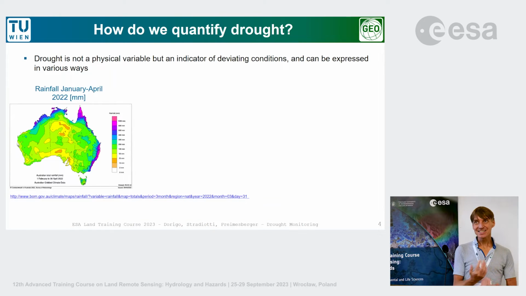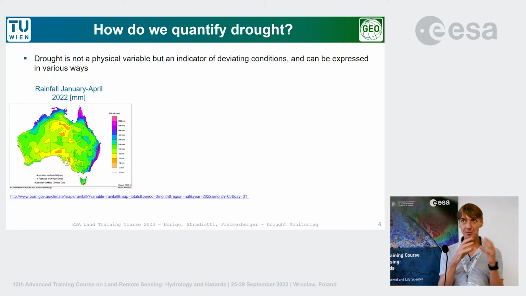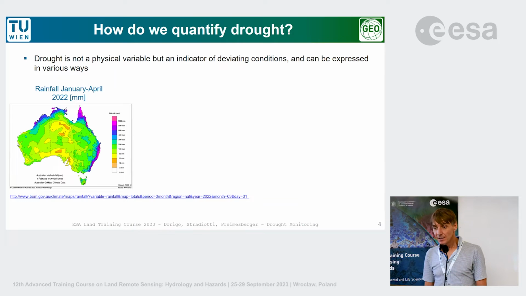So as you can already sense, there is no proper definition of drought because there are multiple facets of it. So there is not a metric like soil moisture where you can say, okay, there's cubic meter per cubic meter. For drought, it's much more difficult. It really depends on the scale you're looking at. So it can be expressed in various ways.